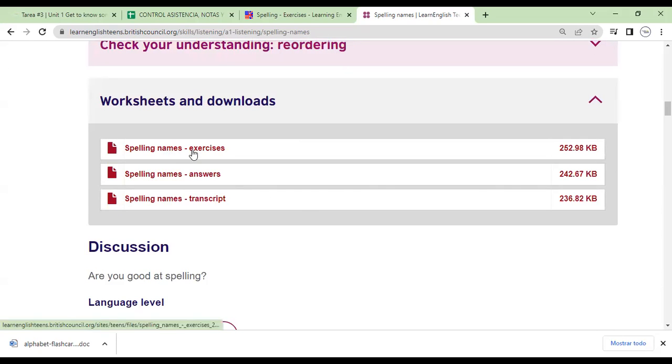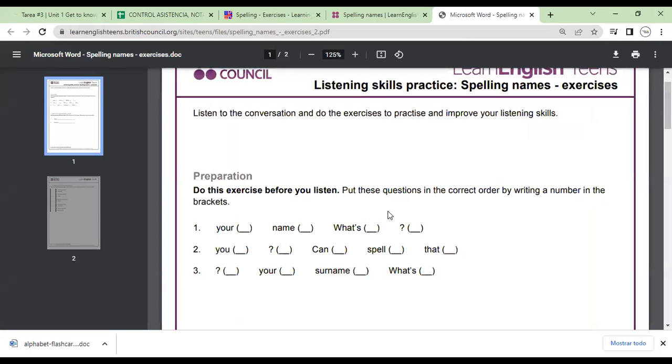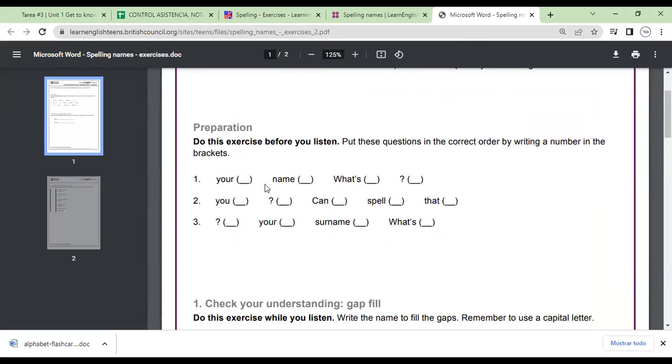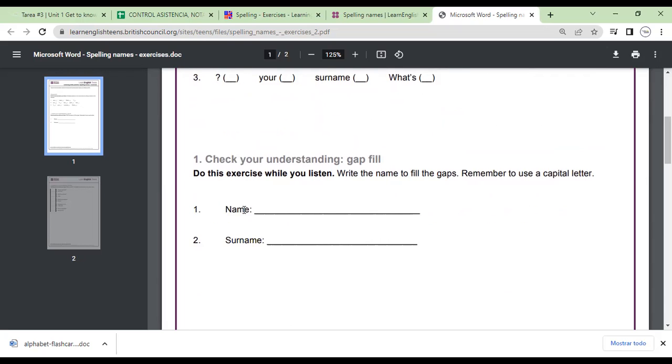Well, there we have some more exercises over here. Okay. Well, you can look for it. So what is the way you order this question? What's your name? Now, how do you order the number two? Can you spell that? Number three? What's your surname? Okay.